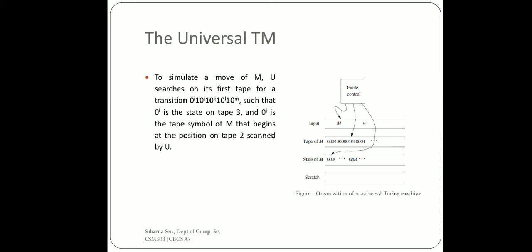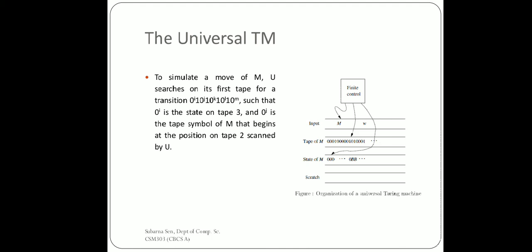Fine. Now see what is happening here: 0 to the power i is a state on tape 3, right? Why? Because in tape 3 we have initiated the starting state. So in the left hand side of the transition function, it will definitely start with the starting state, delta of initial state comma tape symbol. So the 0 to the power j will stand for the first tape symbol, and that begins at the position on tape 2 scanned by U, right?